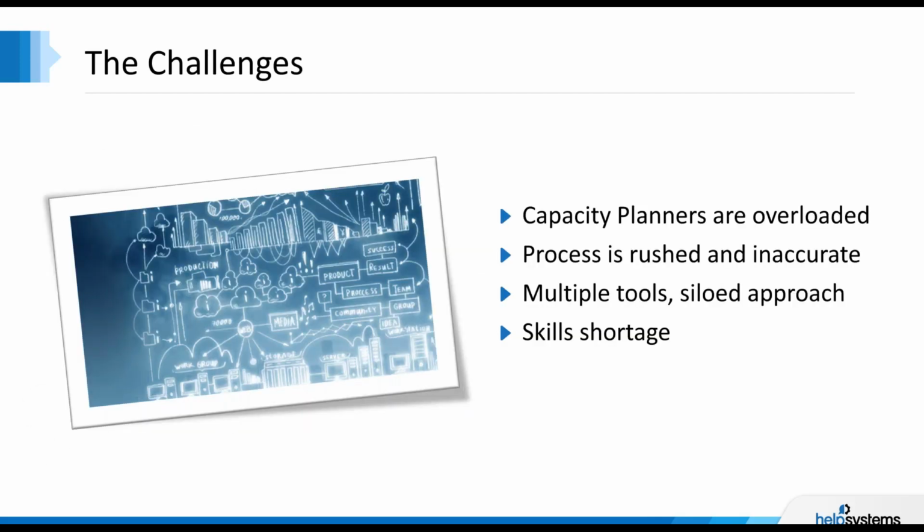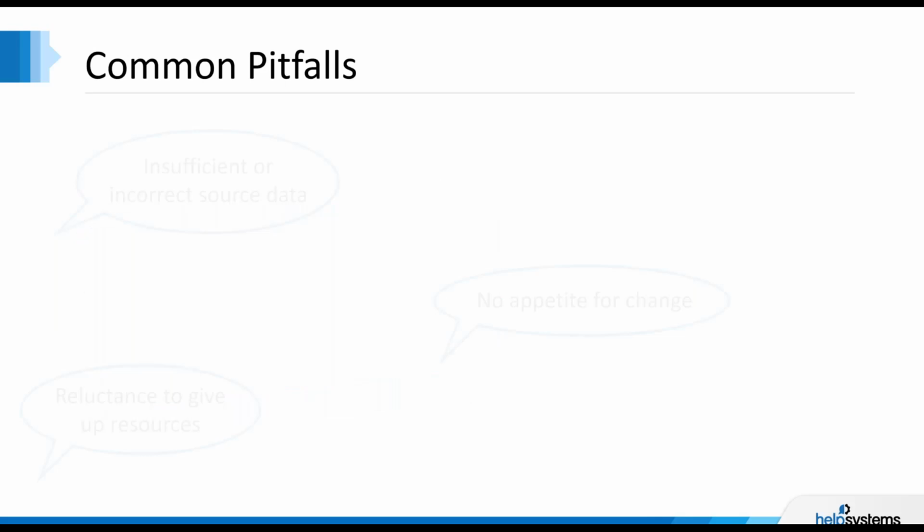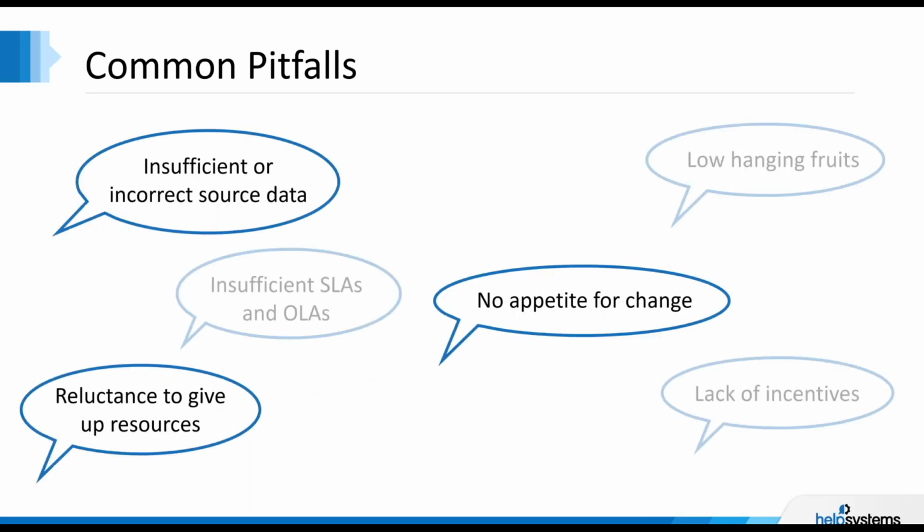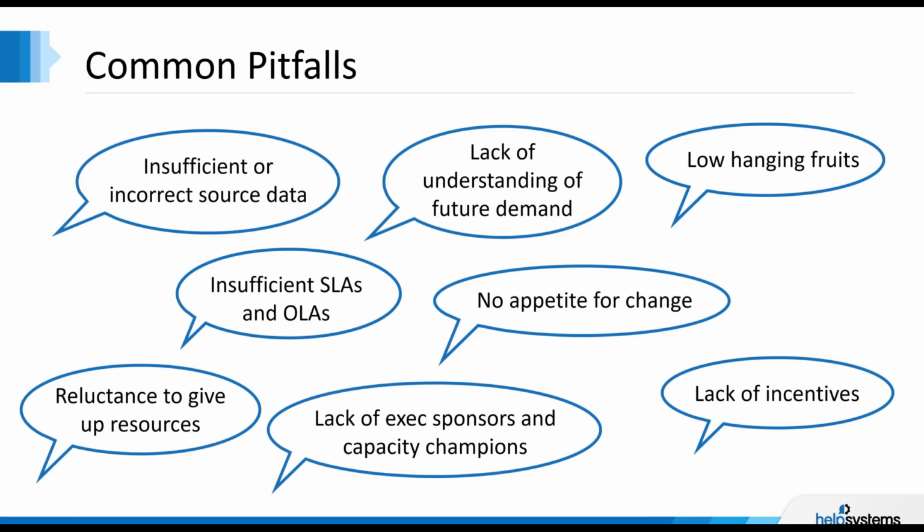Also, there's a skill shortage in the marketplace. The capacity planner used to be an important position and role in the organization, and now with cloud and as the environments change and it's not just a typical data center IT footprint, these roles of capacity planner or capacity management folks are falling by the wayside. So some of the common pitfalls are, if you don't have sufficient SLAs defined, how can you say that you're meeting the goals of the organization?